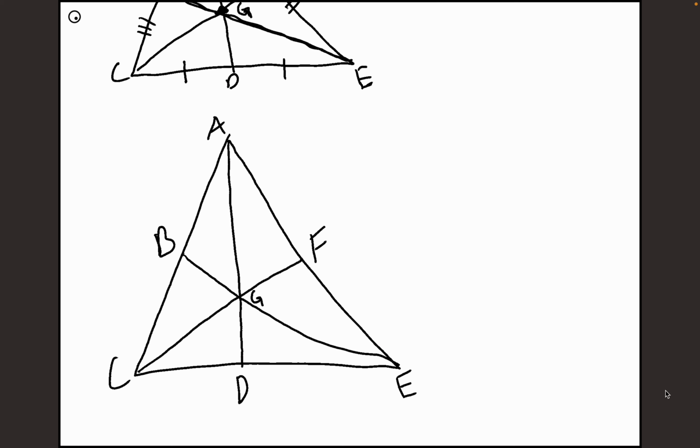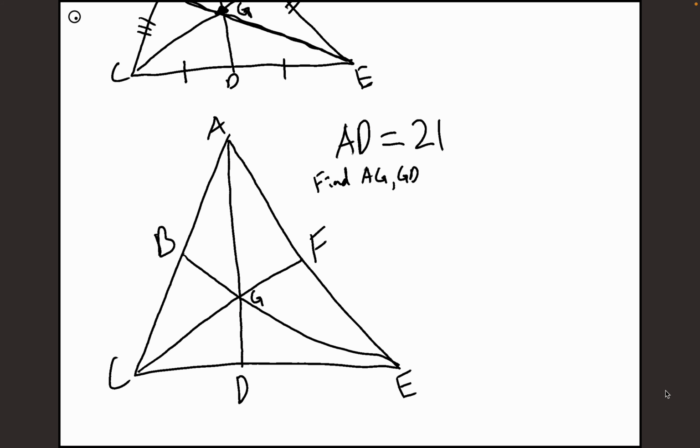Now, let's say AD has a value of 21. We need to find the values of AG and GD when AD equals 21. Now, AD is going to be the whole value, the whole value of the median.